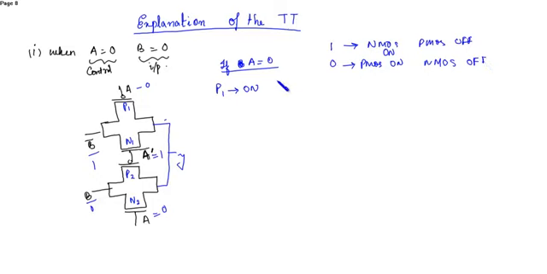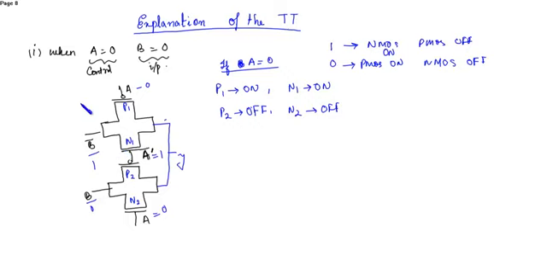So here P1 will turn on and here A bar is 1. So N1 will also turn on. Here P2 is 1, so P2 will turn off. And here N2, at N2 0 is applied, so N2 will turn off. So here what will happen?